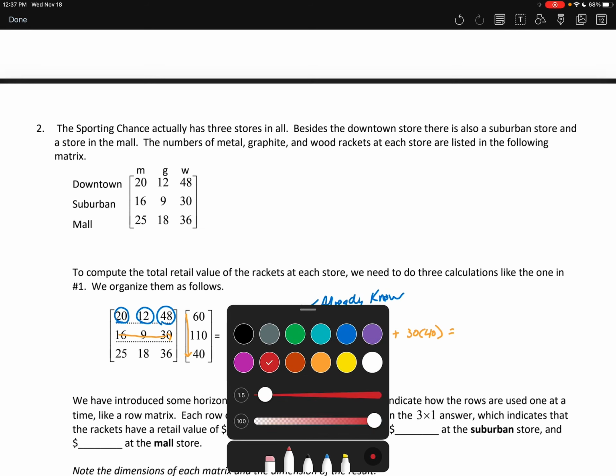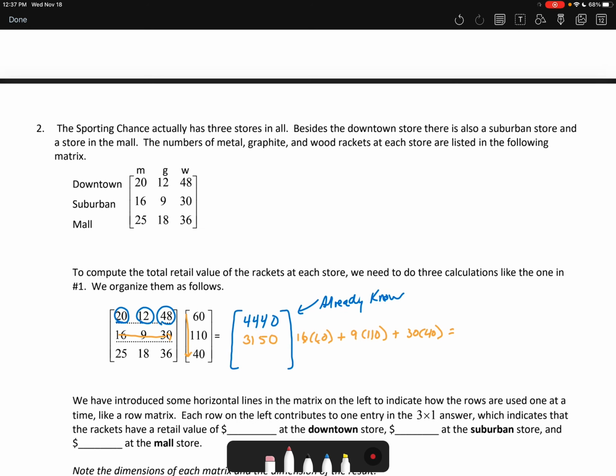And then we need to perform one more calculation where we're going to now go across the third row and again down the column. So this one will be 25 times 60 plus 18 times 110 plus 36 times 40. And again, grabbing out a calculator to do that really quick, we should get 4,920.